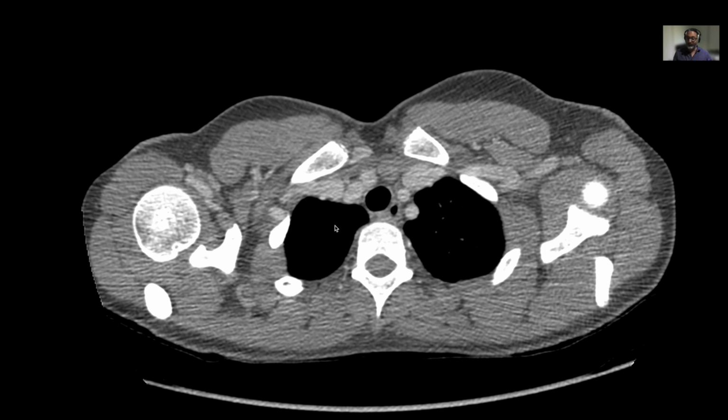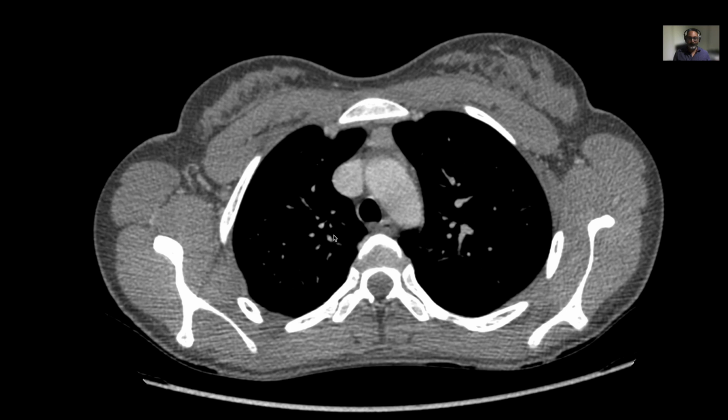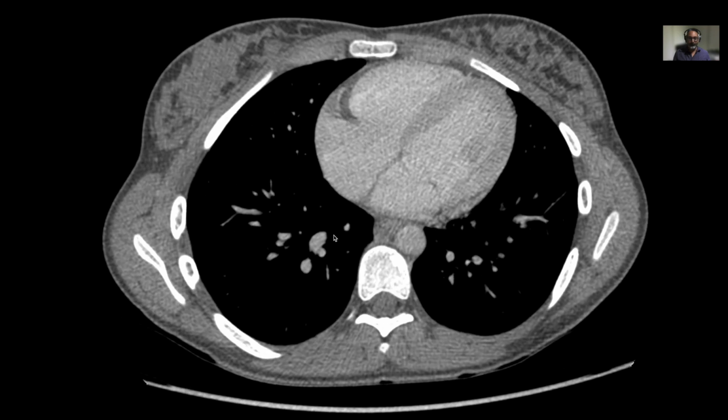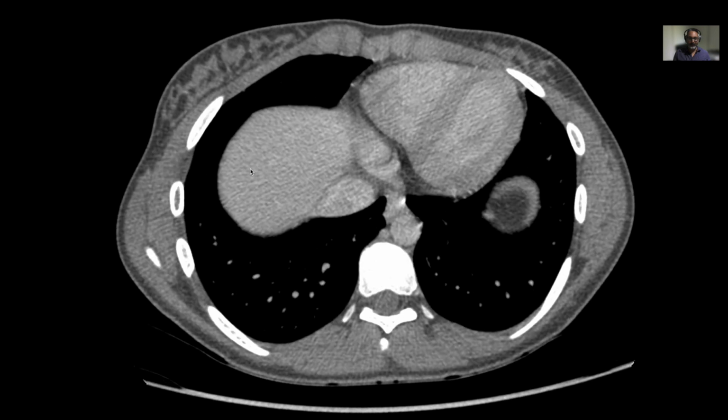So here we are. Can everybody see the screen? That's all good. Okay, so where does the abdomen begin? The abdomen starts when the diaphragm shows up. So we'll keep going inferiorly, and here the diaphragm shows up and the abdomen begins.